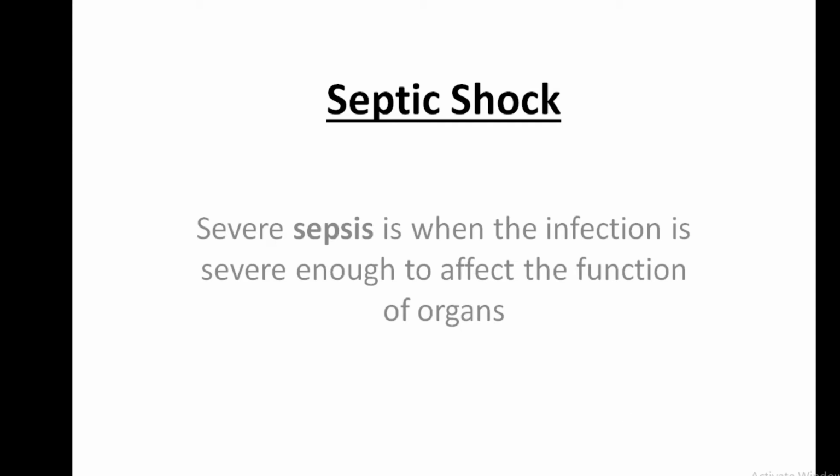The topic of today's discussion is septic shock. What is septic shock? It is basically severe sepsis. Severe sepsis occurs when the infection in the body is severe enough to affect the functions of organs such as heart, kidneys, brain, etc. As a result, septic shock occurs, and septic shock is basically caused by gram-negative bacteria.